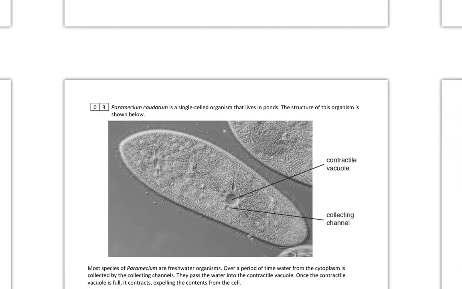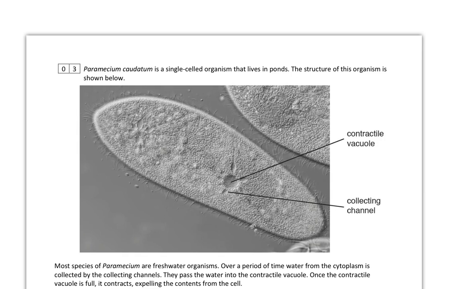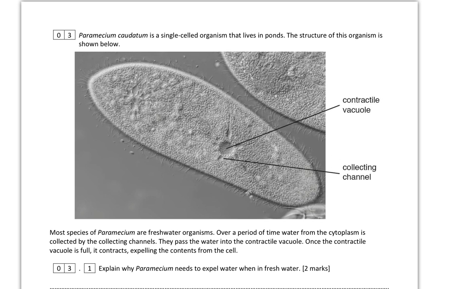Paramecium. It's a single-celled organism that lives in ponds. It's shown below. So I've got a contractile vacuole, which I might not have heard of, and collecting channels. So it's going to tell me about it anyway. Most species of paramecium are freshwater organisms. Over a period of time, water from the cytoplasm is collected by the collecting channels, so these are the collecting channels. They pass the water into the contractile vacuole, so there's my contractile vacuole. Once the contractile vacuole is full, it contracts, expelling the contents from the cell.